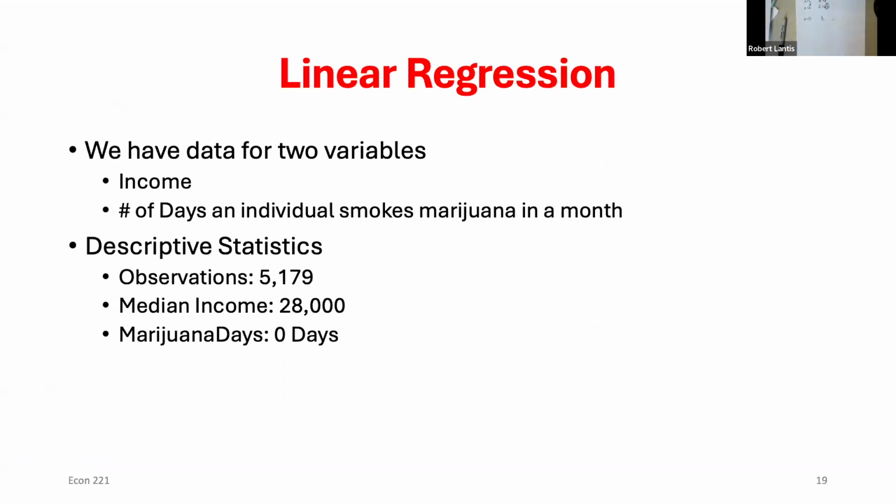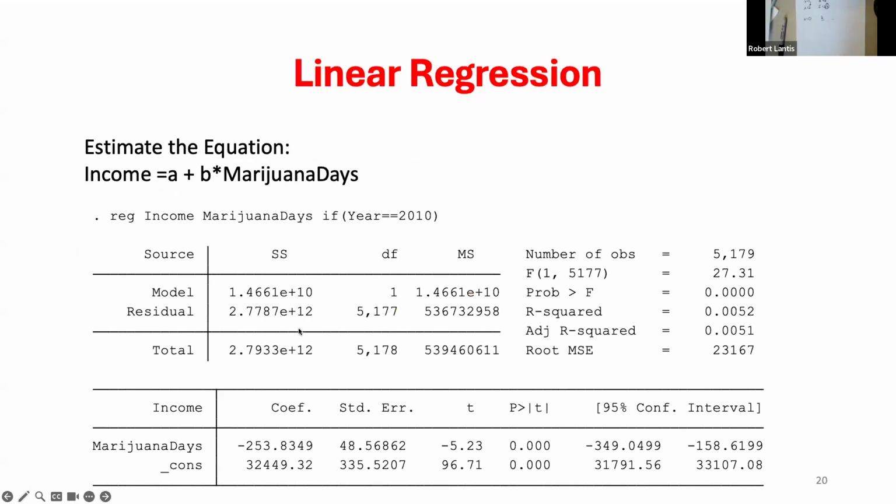So I had this data set laying around, had individuals' incomes and the number of days they smoked marijuana each month. Now, you'll notice this is older data. It was younger individuals, so take this with a grain of salt, but here's the median income. In fact, the median number of days someone used marijuana was 0. I'm guessing there's some definite selection bias in this data, but we'll just take it for what it is, 5,000 observations. So this is what the output might look like from other statistical programs.